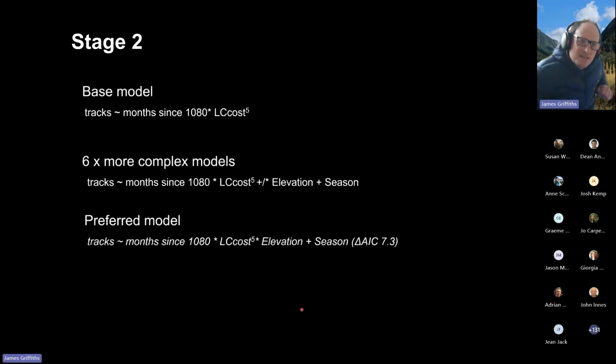We then ran a second stage modelling exercise where we added to that original base model a series of models that included either elevation and or season as both interactive and additive terms. And the preferred model of that suite was a model that included a three-way interaction between months since treatment, least cost, and elevation with season as an additive term.